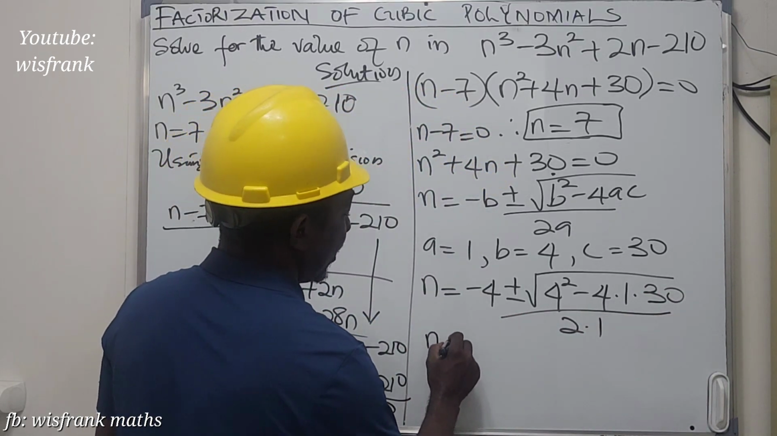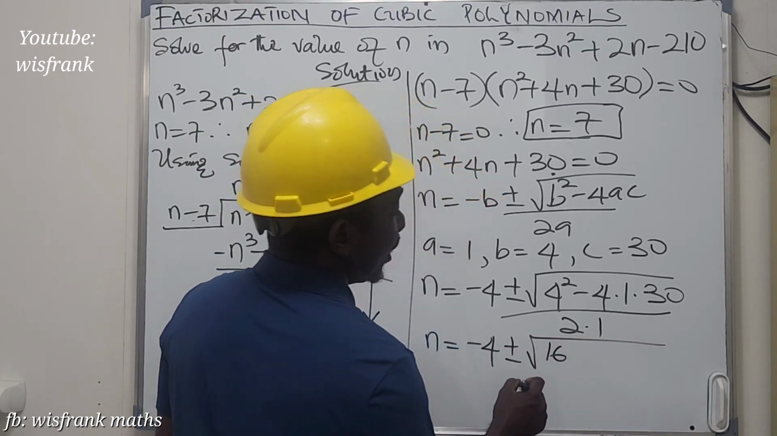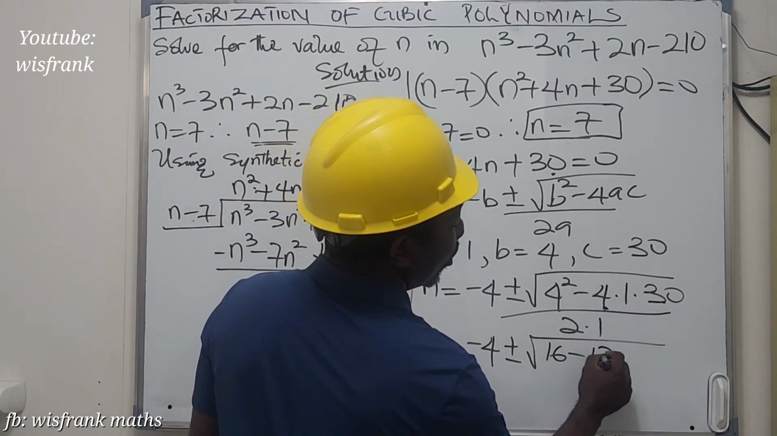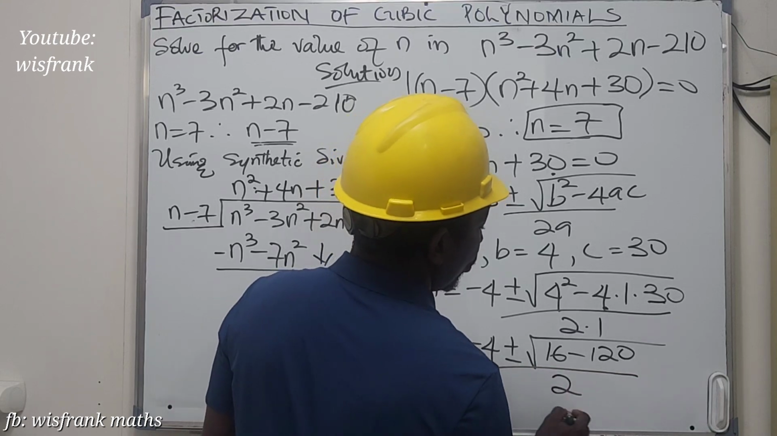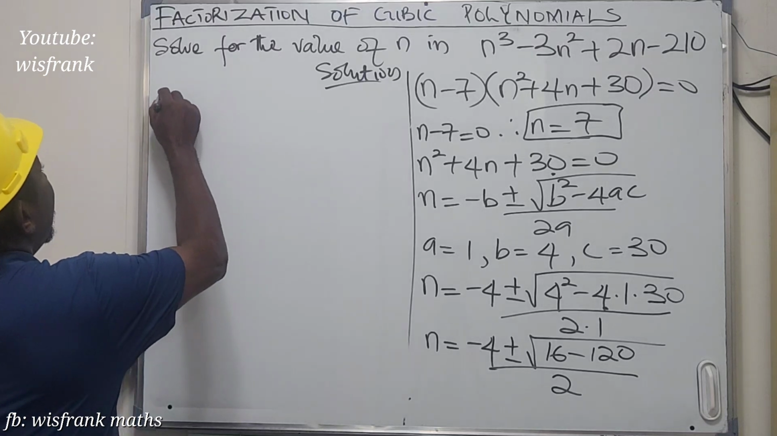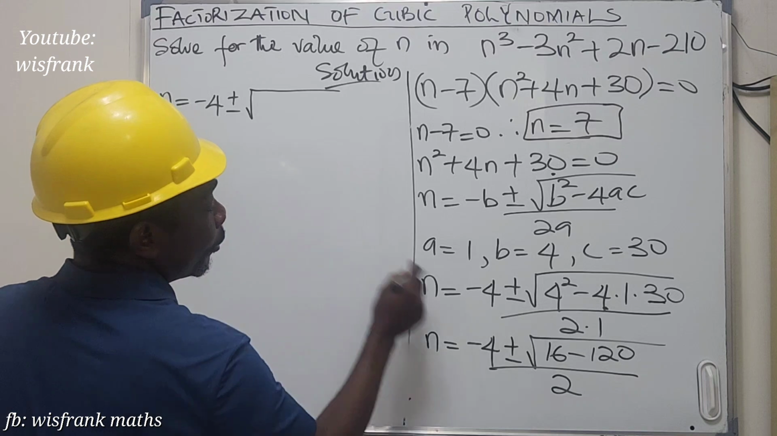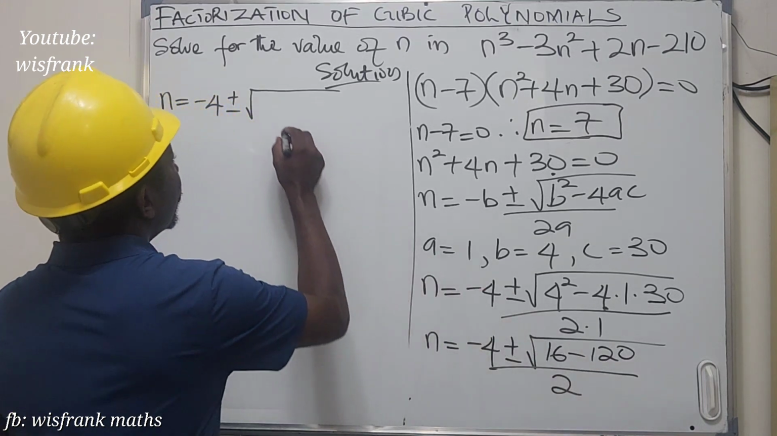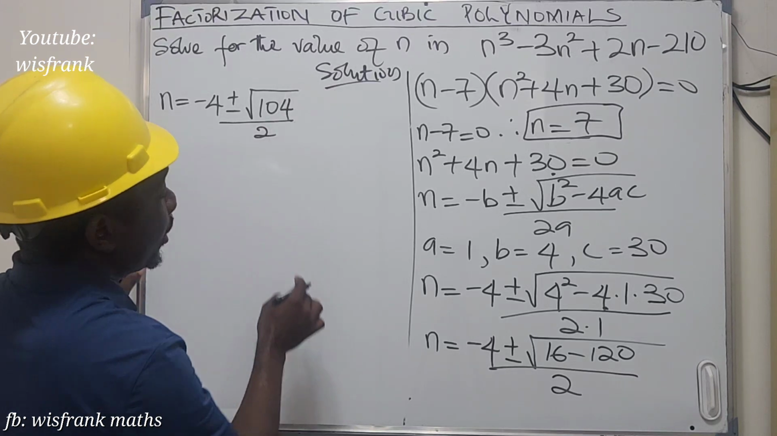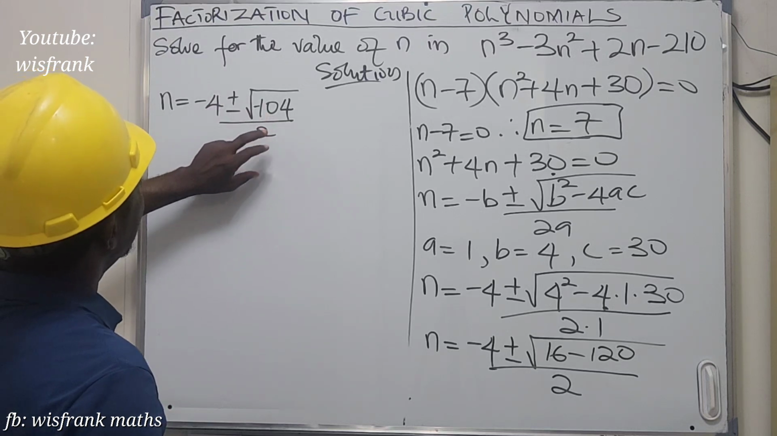So in this case, our n equals minus 4 plus or minus square root of 16 minus 4 times 30, which is 120, all over 2. So we have here n equals minus 4 plus or minus square root of 16 minus 120, which is going to give us minus 104, all over 2. So in this case, we have this.